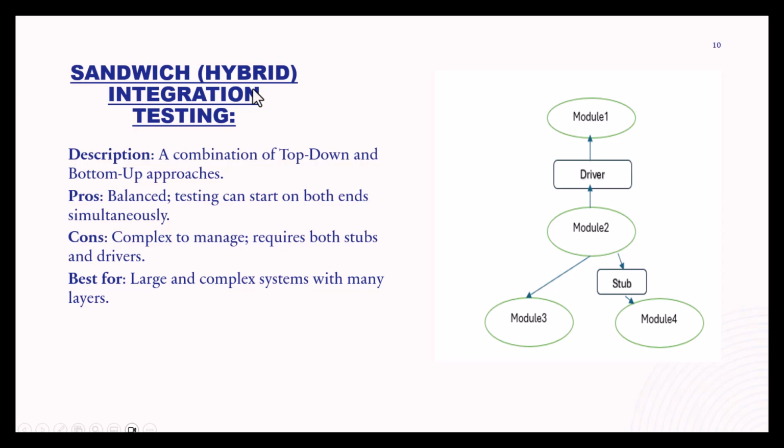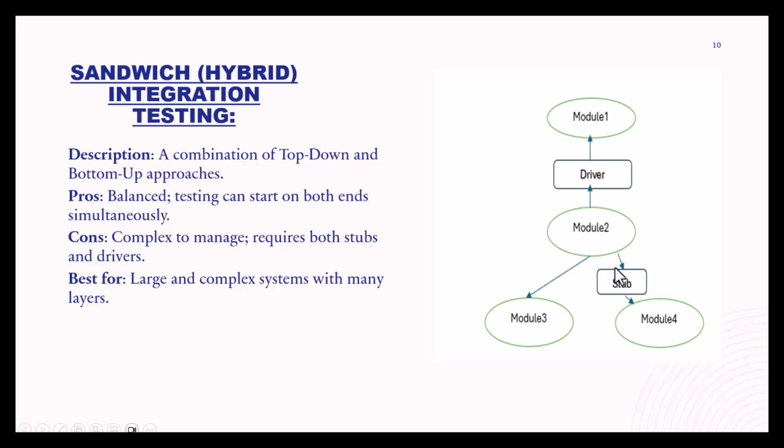Now we'll discuss sandwich or hybrid integration testing. As the name says, sandwich or hybrid, here we are using both the top down and the bottom up approach. See here, what I have done: module 2 is developed, but module 1 is not developed. I am verifying the bottom up approach here, module 2 to 3, module 3 to 4. This module 4 is not developed, that's why I am using the top down approach here.